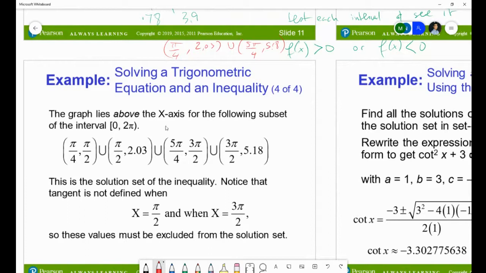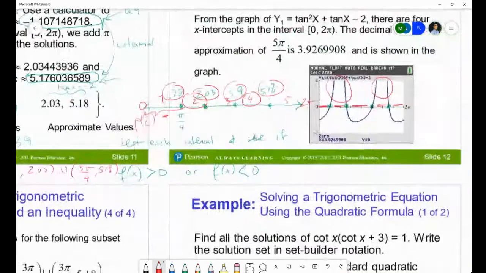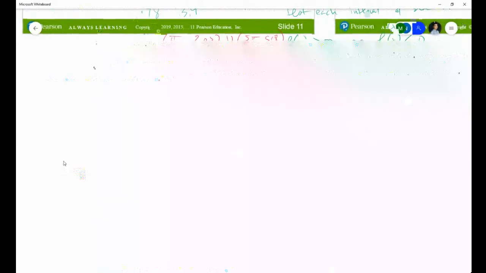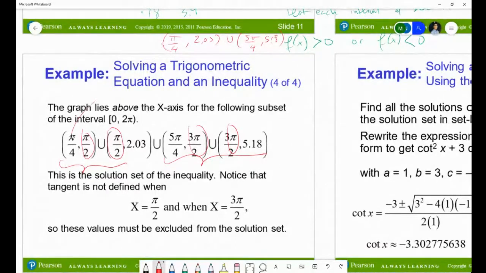Now you see here that we have to be careful within the interval because this is tangent after all. We do have vertical asymptotes at these locations. So we have to break the intervals into two so that we can omit the vertical asymptotes, which occur at pi over 2 and 3 pi over 2. These are the two intervals we have here: pi over 4 to 2.03, and 5 pi over 4 to 5.18. Between those, we have to break it further because there is a vertical asymptote in those intervals.